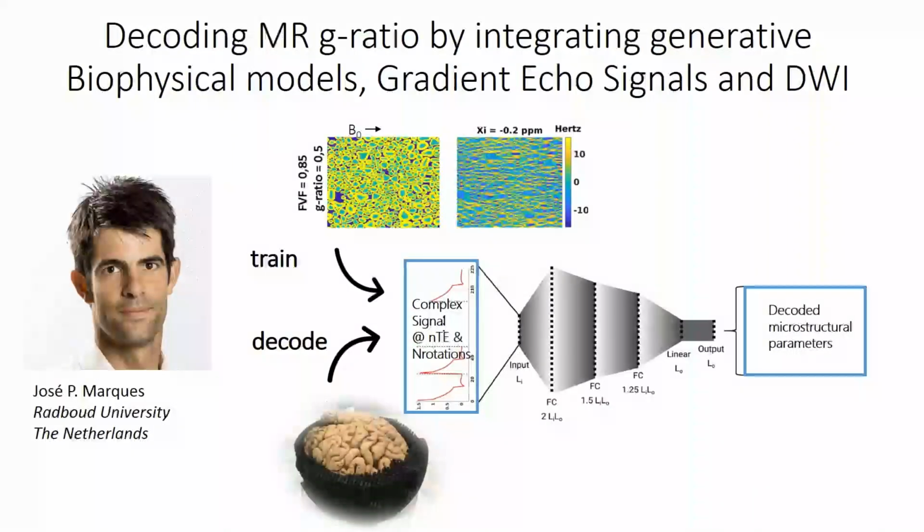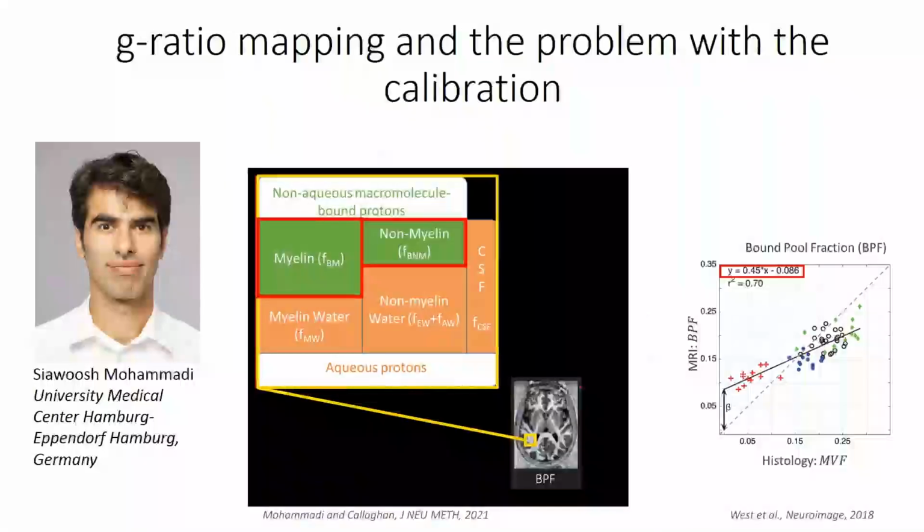The third talk, given by Jose Marques from the Donders Institute at the Radboud University in the Netherlands, will focus on the gradient echo signal and show how the g-ratio can directly be estimated from this signal using biophysical models. Finally, in the last talk, Siawoosh Mohammadi from the University Medical Center in Hamburg-Eppendorf, Germany, will talk about the calibration step in volume fraction-based g-ratio mapping and where the current problems exist and how they can potentially be overcome.